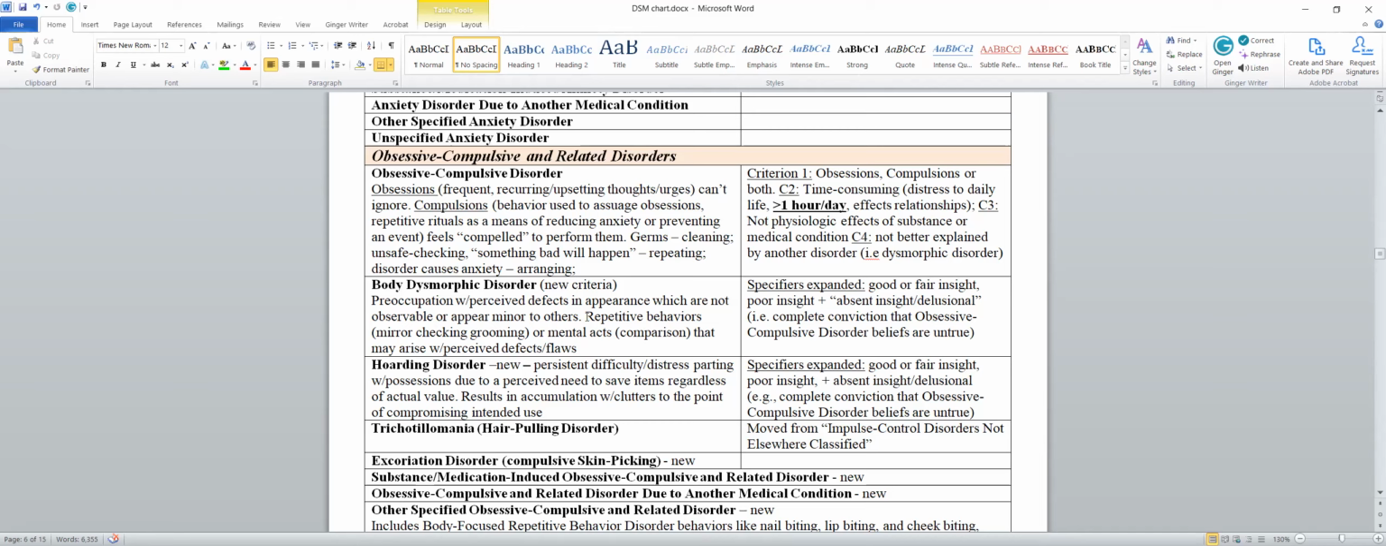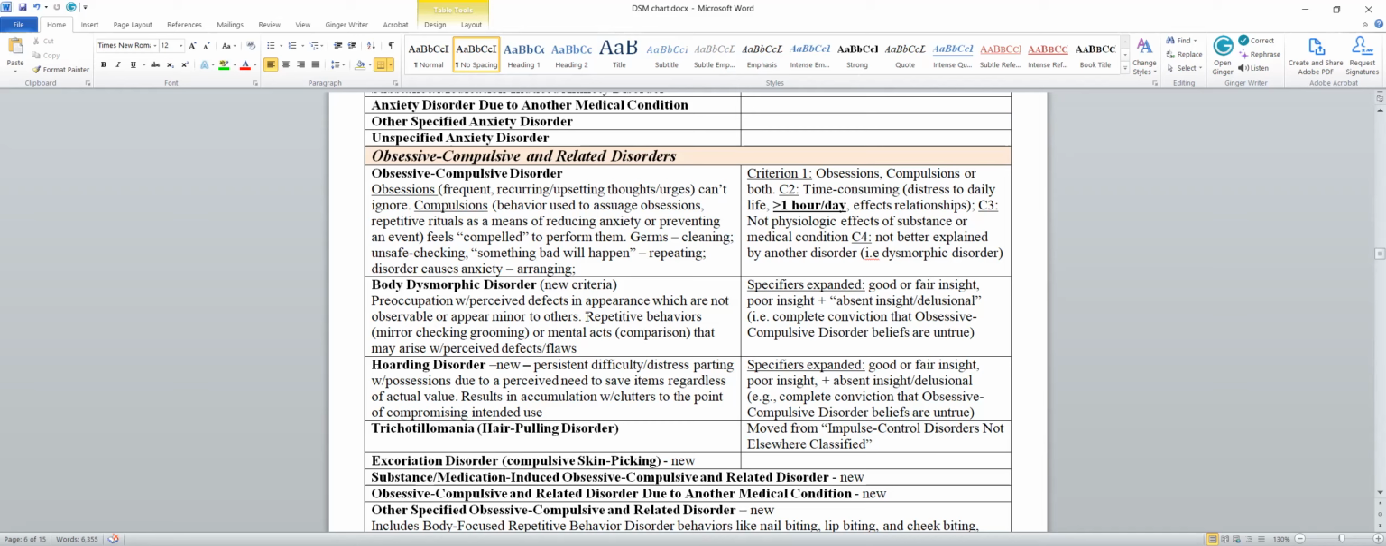So the first criterion has to be obsession, compulsion, or both. Criterion 2 is it's time consuming and distressful to daily life. It has to occur for at least 1 hour a day and affect relationships. Criterion 3, not physiologic effects of a substance or medical condition. And criterion 4, not better explained by another disorder.